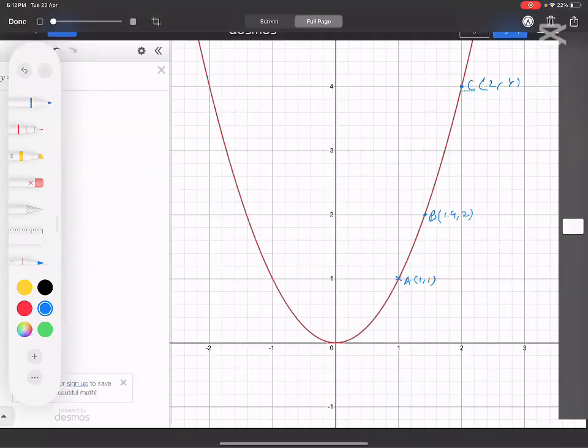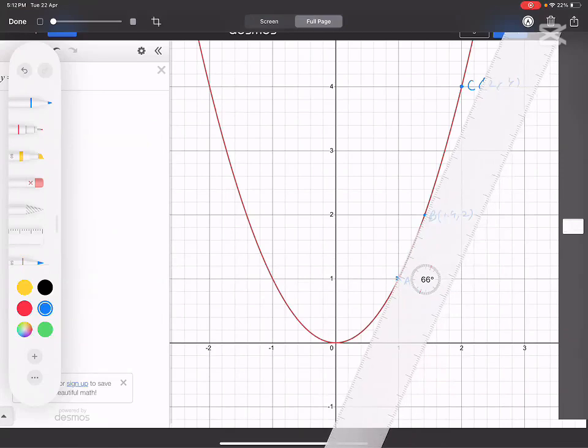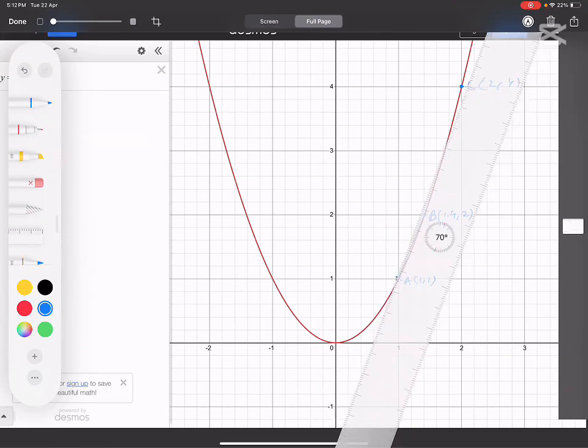Now the interesting part is what I'm trying to help you with. If you join these two points, students, what happens? Look at here, the blue line. I'm getting a line here. If I join AB, done. Now I'm joining AC.